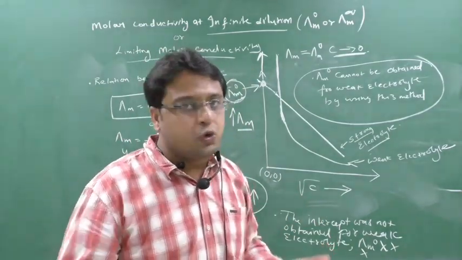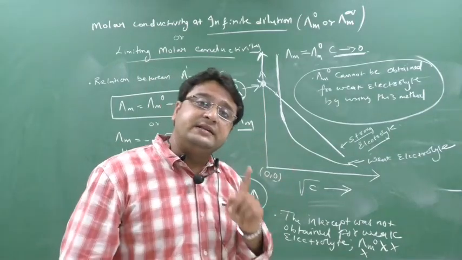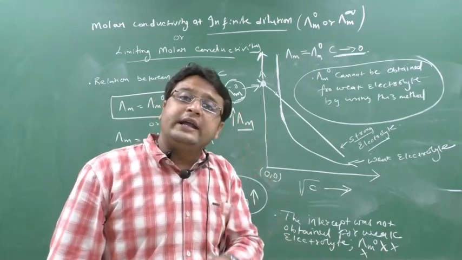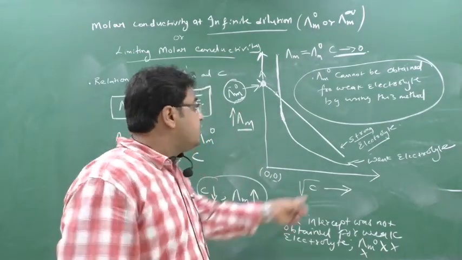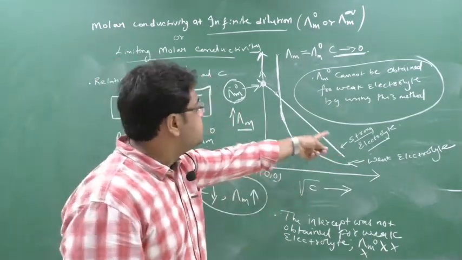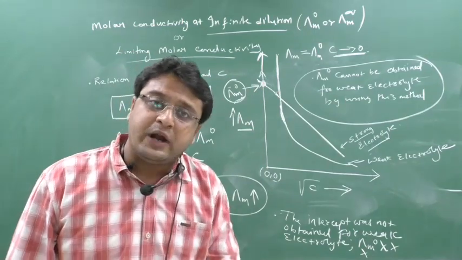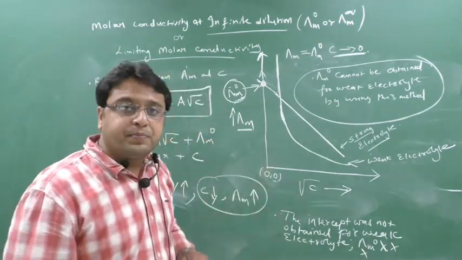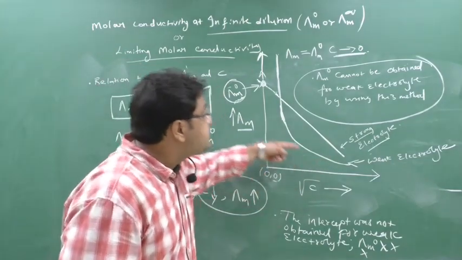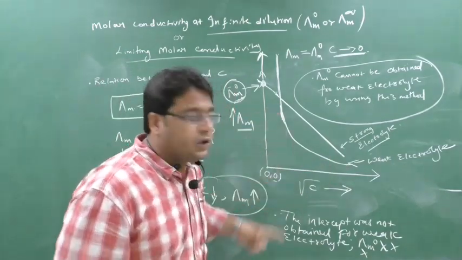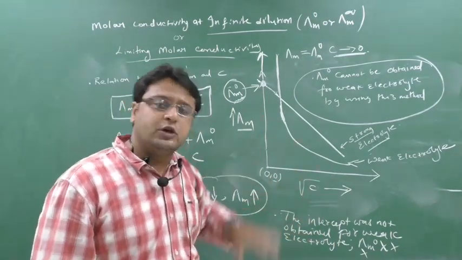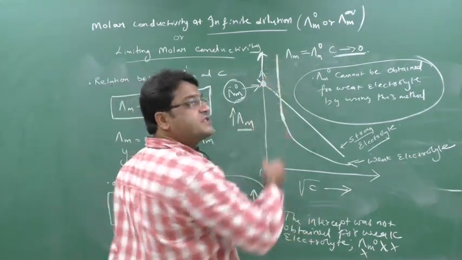Why? What is the use? No use. But this experiment tells us that the lambda m naught value can be determined by this method only for a strong electrolyte, because for a strong electrolyte the intercept is obtained, whereas for a weak electrolyte we cannot obtain the intercept because the graph is a curve.